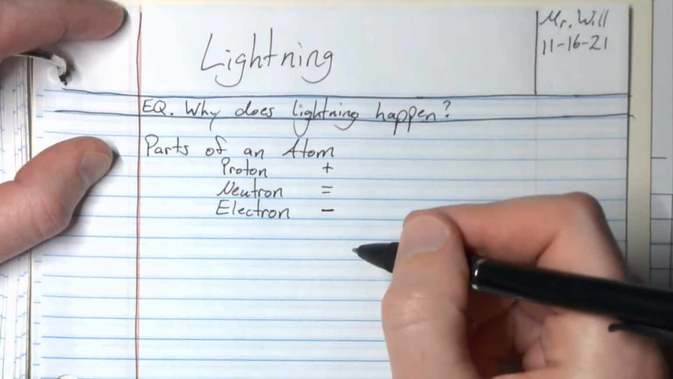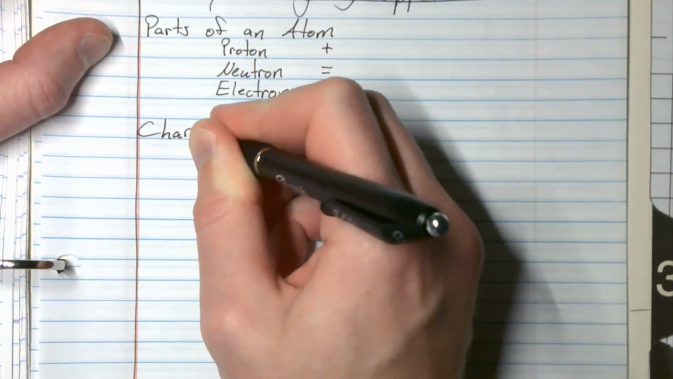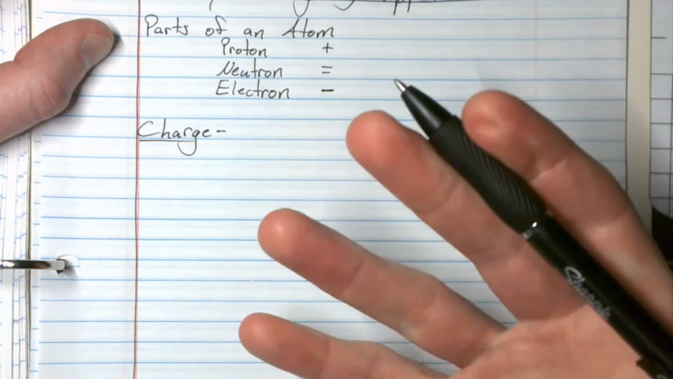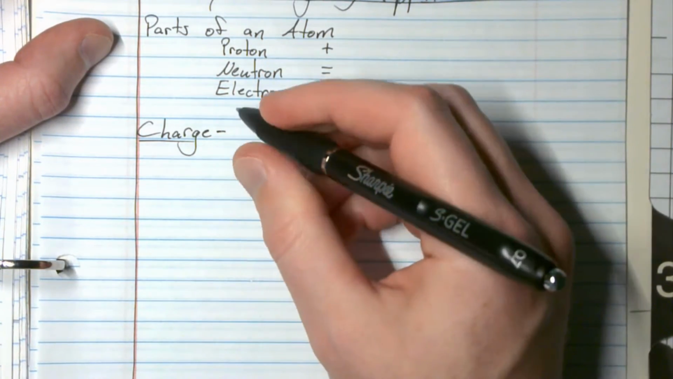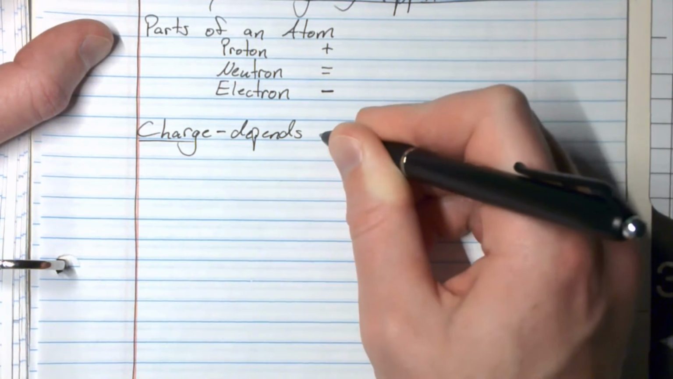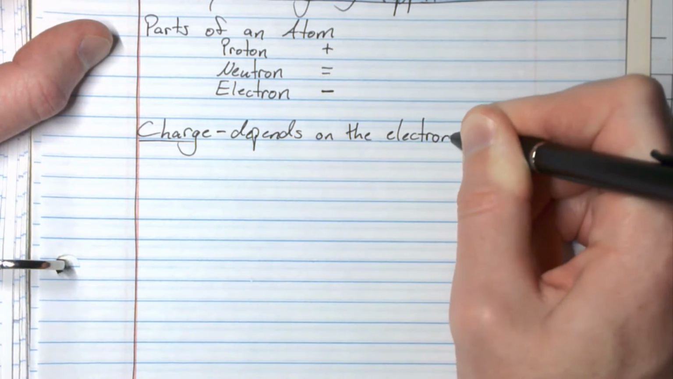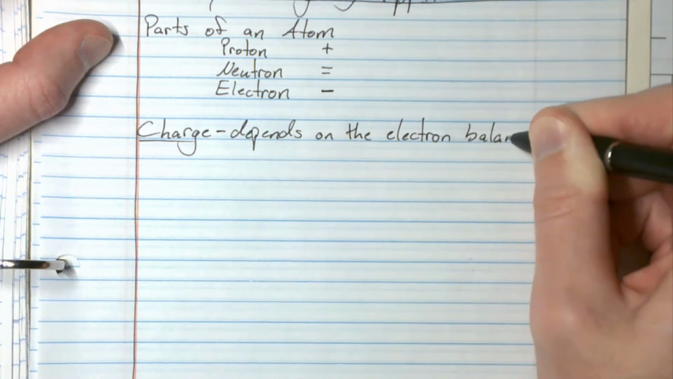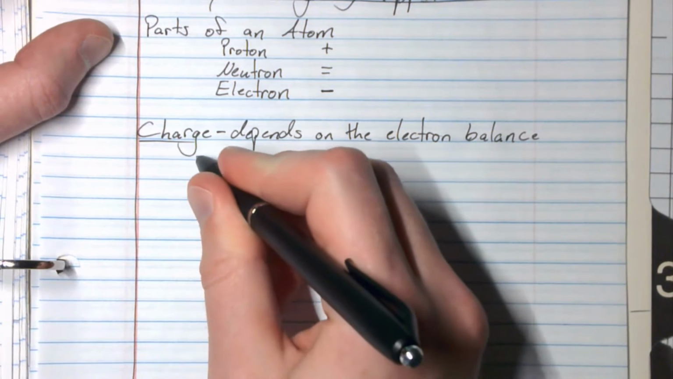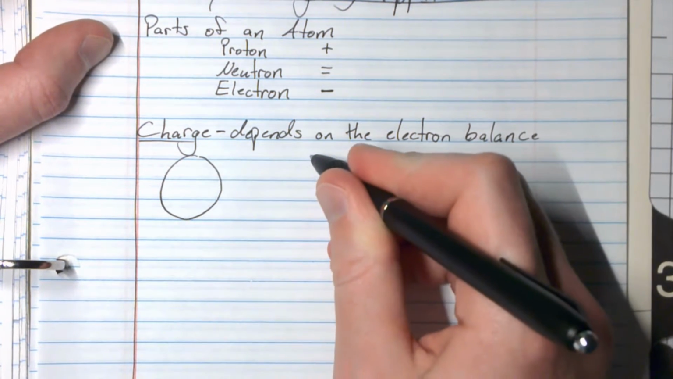Okay, so this is important for the next part, which is charge. The charge of anything is going to depend on the electrons. So it depends on the electron balance. So let's draw a picture. So we'll have a circle here and a circle here.